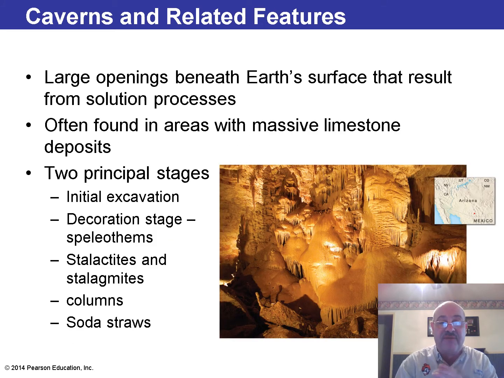All right, caverns and related features: large openings beneath the Earth's surface that result from solution processes, okay? So we've had dissolution, now we're getting into precipitation. Often found in areas with massive limestone deposits, okay? Big deposits of limestone, because we can keep that precipitation going and create these beautiful features. Two principal stages: the initial excavation stage, the dissolution stage, and the decoration stage, that's more the precipitation stage, okay. Speleothems: stalagmites, stalactites, columns, all these things are known as speleothems, okay, because they have to do with limestone.